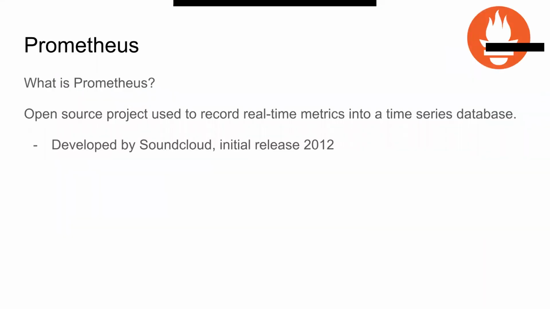Prometheus. So what is Prometheus? It's an open source project used to record real-time metrics into a time series database, right? So really, it's for APM, right? It's developed by SoundCloud, initial release in 2012. SoundCloud is pretty popular, a lot of traffic, so it's kind of been battle tested.